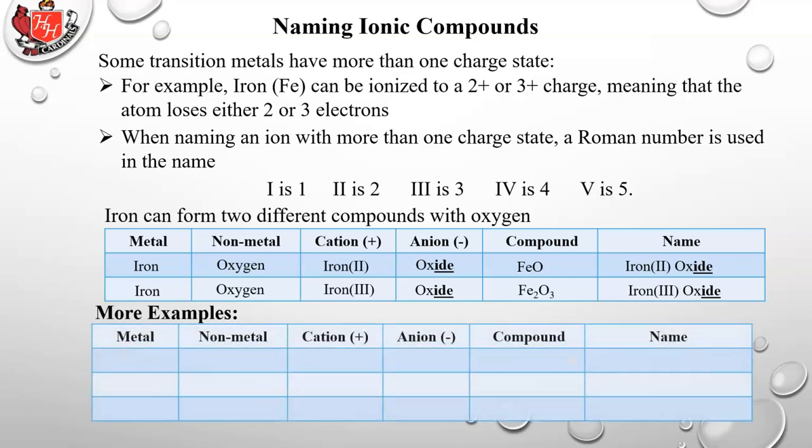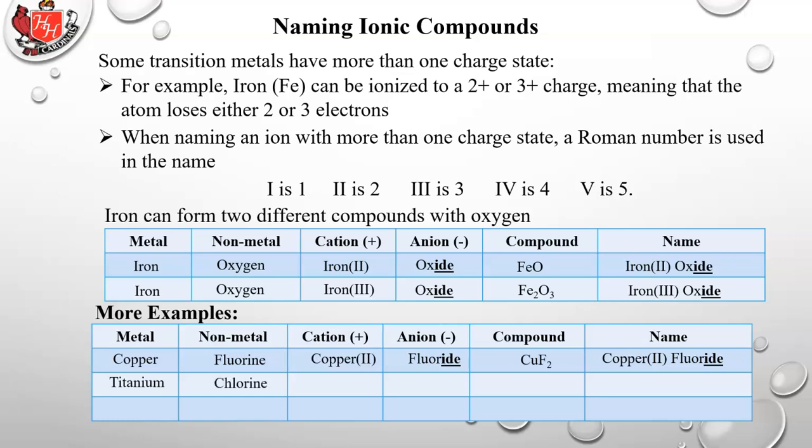Here's some more examples. Copper and fluorine. So we're going to use the 2+ charge of copper. Again, these have more than one charge. The anion is fluoride. The compound is CuF2 because you need 2 fluorides to balance with the 1 copper 2+. So that's going to be copper(II) fluoride.